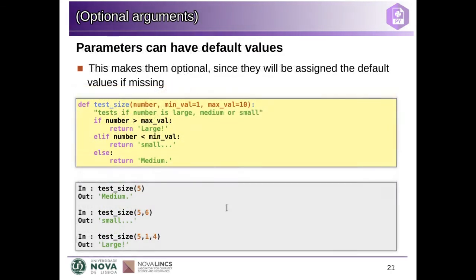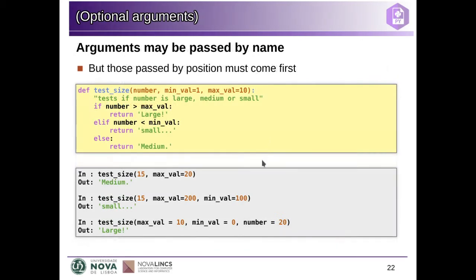If we call a function like this, then the arguments are placed in the parameters in the same order. The first argument for the first parameter, the second one for the second one, and so on. But I can specify the arguments for the parameters by giving the name of the parameter. For example, test size 15, max val 20 will omit the minimum value. It's not given here, so this one will be 1, which is the default. And the second argument here, the 20, will be placed in the max val parameter because I'm specifying that I want this value to be placed into that parameter.